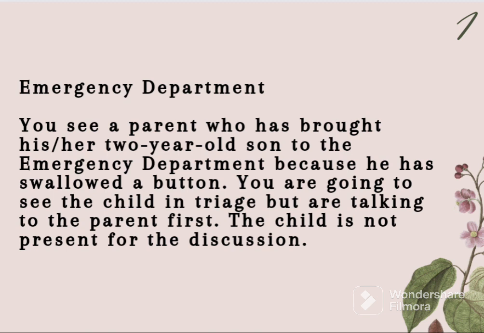Before going to the exact task, you have to read the scenario and underline relevant points. So you come to know that you are talking to the parent, so it is a second degree talk, and you have to take care while talking. Then you are going to see the child, which means you didn't examine the child yet, but you are getting some information from the mother regarding the incident. Moreover, the child is not present for the discussion. You have to keep these things in your mind, and moreover, it is happening in the emergency department, so you have to be somewhat fast in talking.